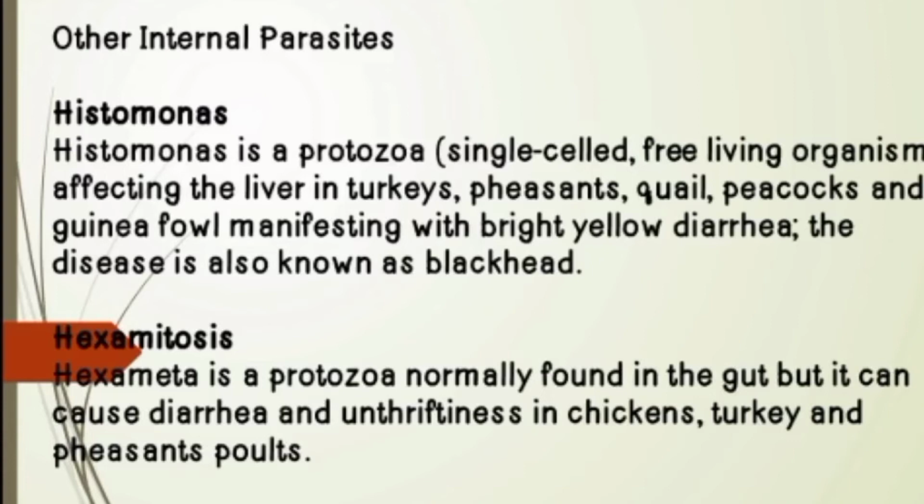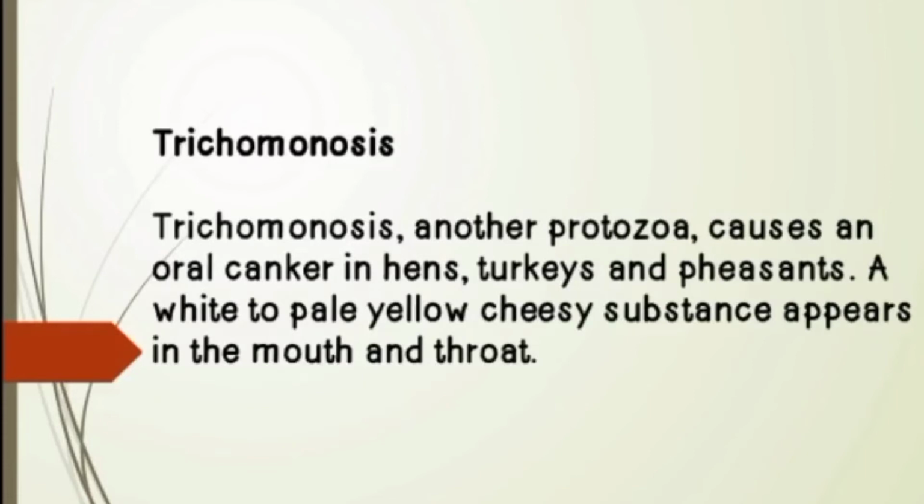Next is hexamitosis. Hexamita is a protozoa normally found in the gut, but it can cause diarrhea and unthriftiness in chickens, turkey, and pheasants' poults. Trichomonosis, another protozoa, causes an oral canker in hens, turkey, and pheasants. A white to pale yellow cheesy substance appears in the mouth and throat.